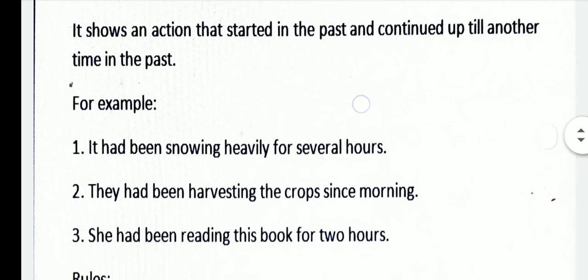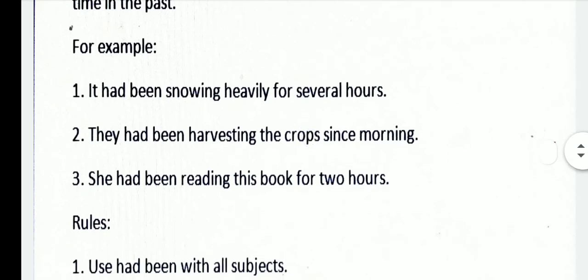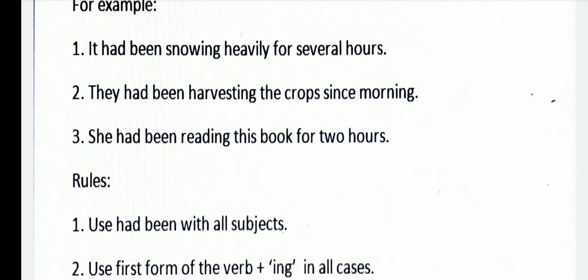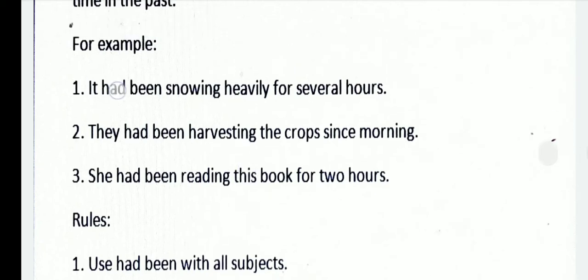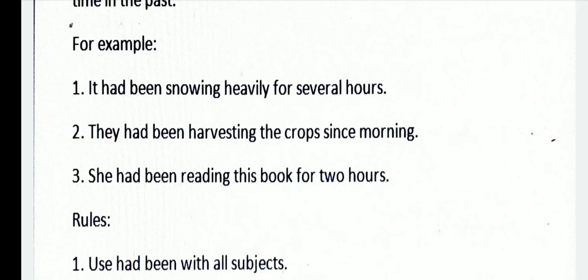नाउ द एग्जांपल्स ऑफ past perfect continuous tense are: it had been snowing heavily for several hours, they had been harvesting the crops since morning, and she had been reading this book for 2 hours. When we read these sentences, we come to know that in every sentence we have used had been, and we can also see that we have used had been irrespective of the subject.